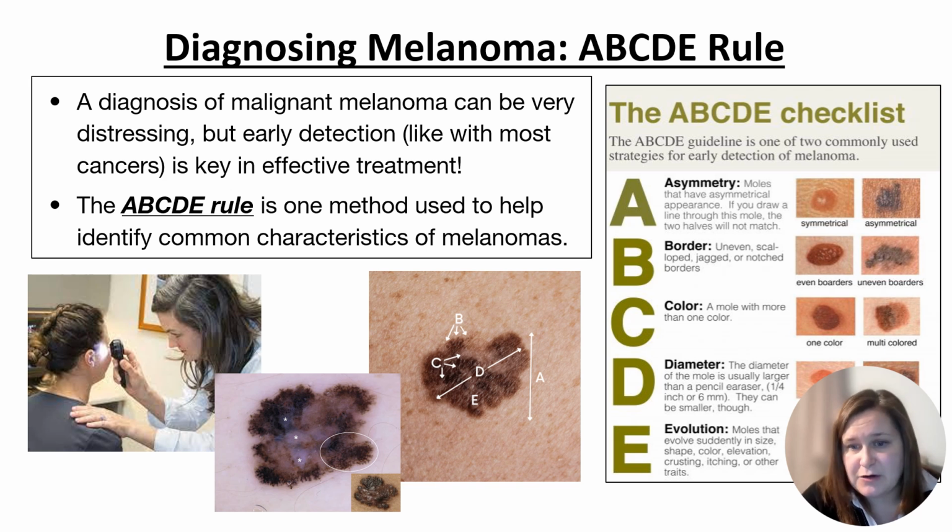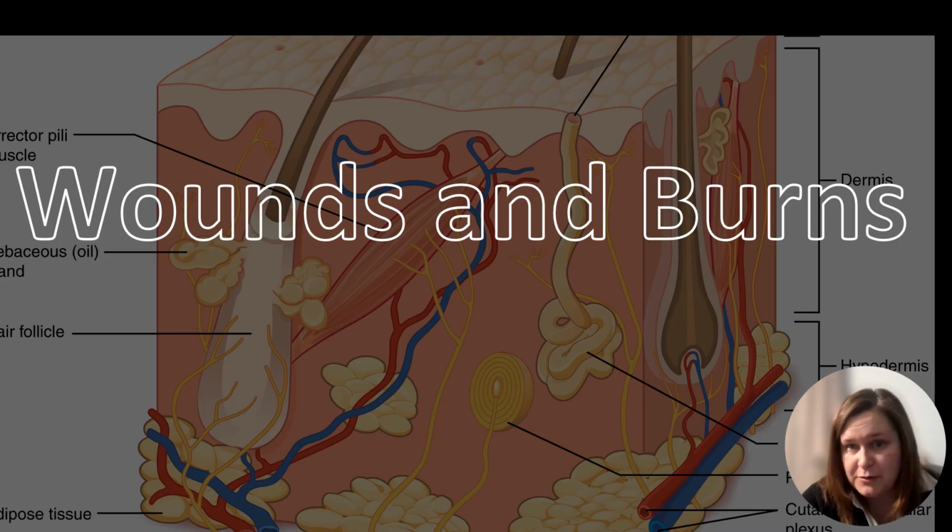We want to look at the diameter of the mole. Usually if the mole is larger than a pencil eraser, then that's a cause for concern, and we want to look at that. And then we want to look at the evolution of the mole. So that means, are they suddenly changing in size, shape, color, elevation, crusting, itching, or any other traits? Did this used to be a mole that wasn't a problem and now it suddenly is a problem?